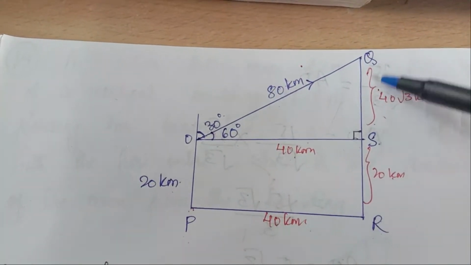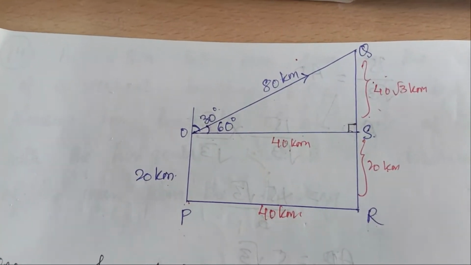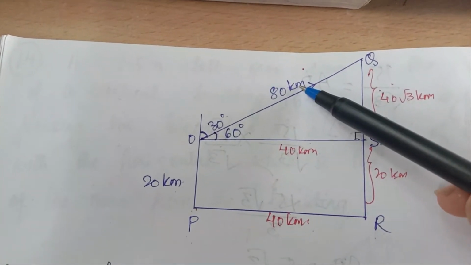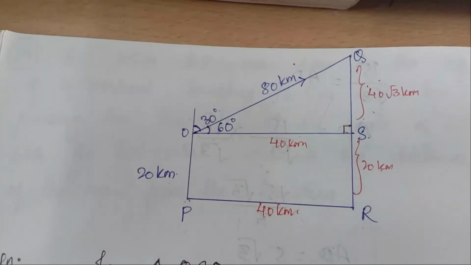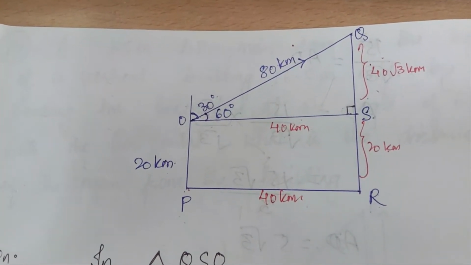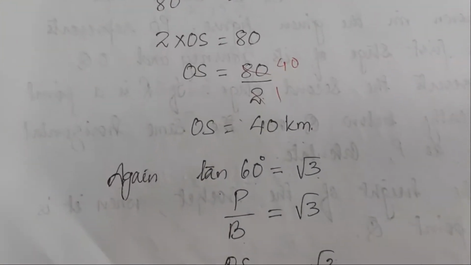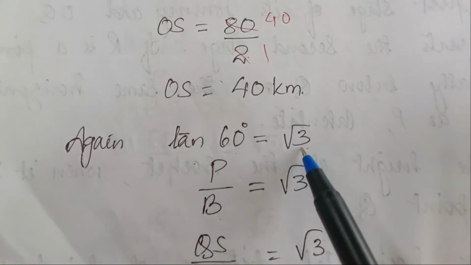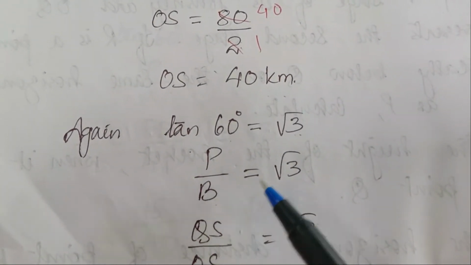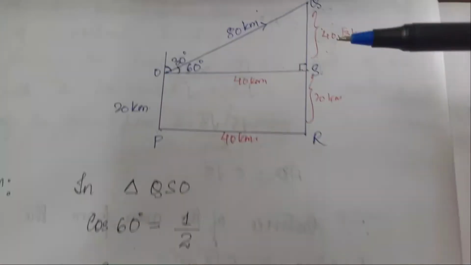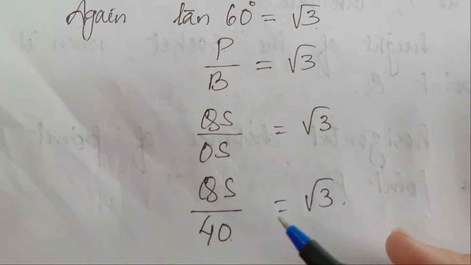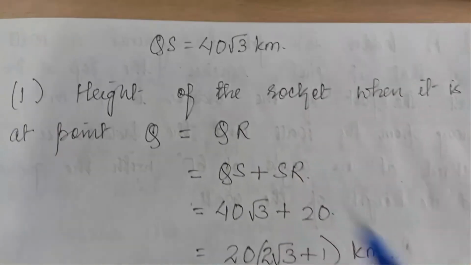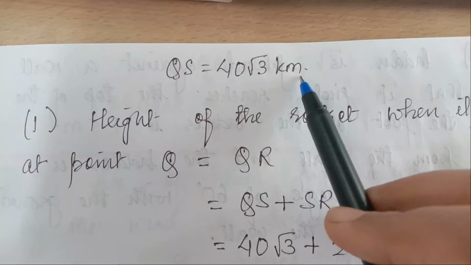Now we have to find the perpendicular. Here you can use sine theta also, or you can use tan theta also, because we have base and hypotenuse. So it's up to you which trigonometrical identity you want to use. Here I have used tan 60. Tan 60 is root 3, that is perpendicular over base, equal to root 3. So perpendicular is QS and the base is OS. So QS by OS is equal to root 3. So QS by 40 is equal to root 3. Then QS is 40 root 3 kilometer.